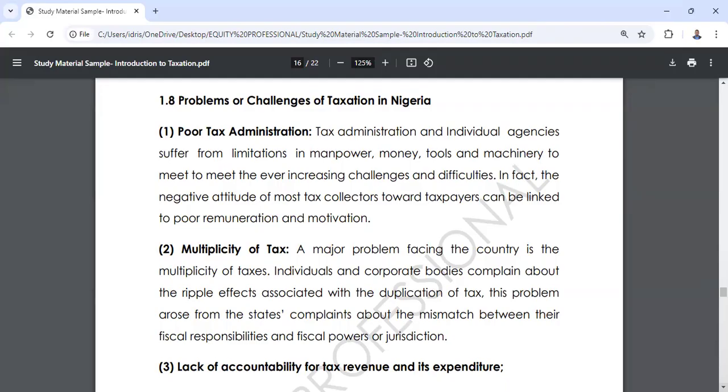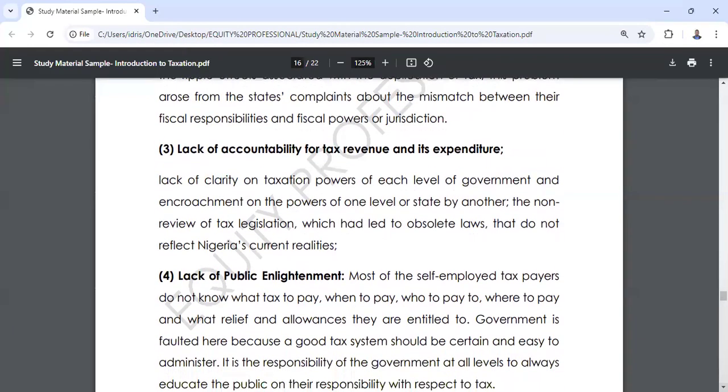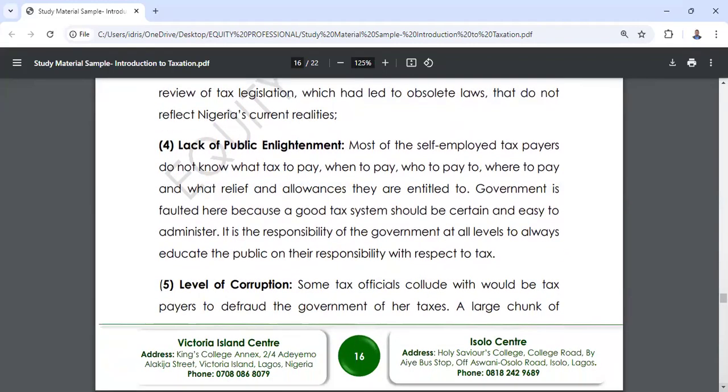Another one is lack of accountability of tax revenue. Government cannot be accountable for the revenue that they collected through tax. It's a tax challenge. Another tax challenge that we have is lack of public enlightenment. Tax authorities are not enlightening the public on the importance of tax. Why does the public need to pay tax? What are the importance of tax? What are the consequences of not paying tax? They didn't do enough sensitization on taxation.